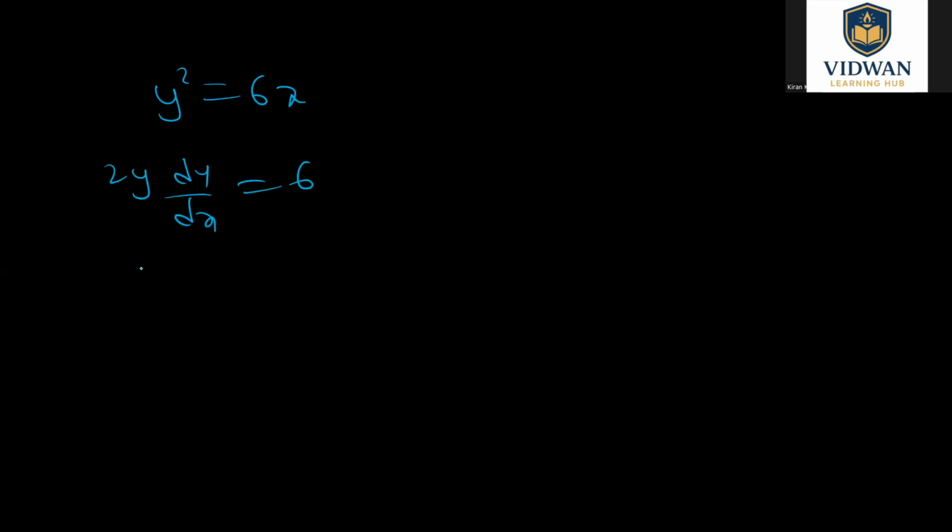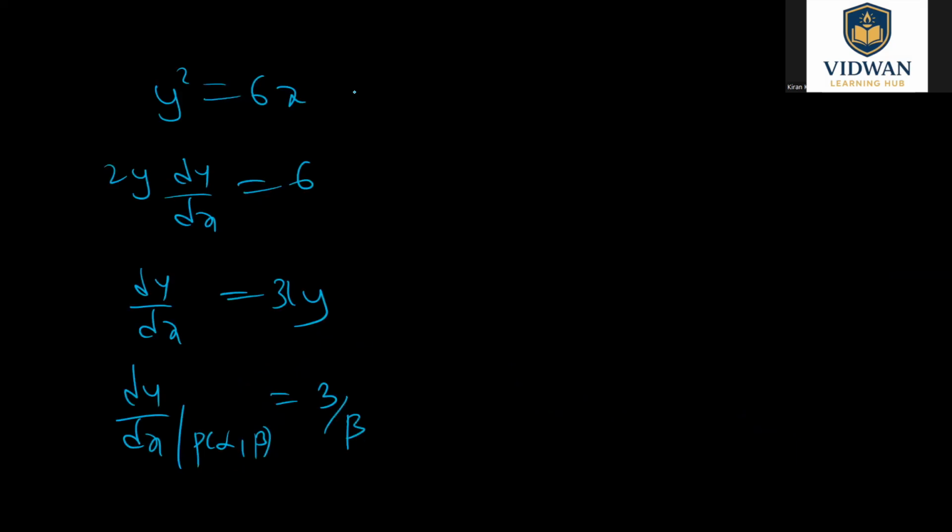So for the first curve, if you differentiate, you will get 2y dy by dx equal to 6. So dy by dx is 3 by y. And at the point P, what is the derivative? Dy by dx at the point P is nothing but 3 by beta. Similarly, you do it for second curve.